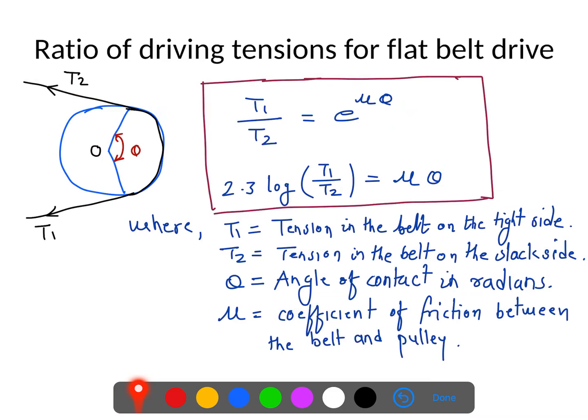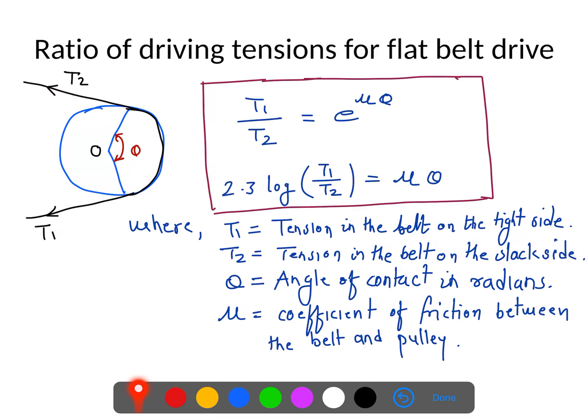Now we will look at another expression, that is called the ratio of the driving tensions for flat drives. As we know, if we consider one pulley and this is the belt, and this belt is making an angle theta, which generally we call the angle of lap or angle of contact to the pulley, and one side is T1, another side is T2.